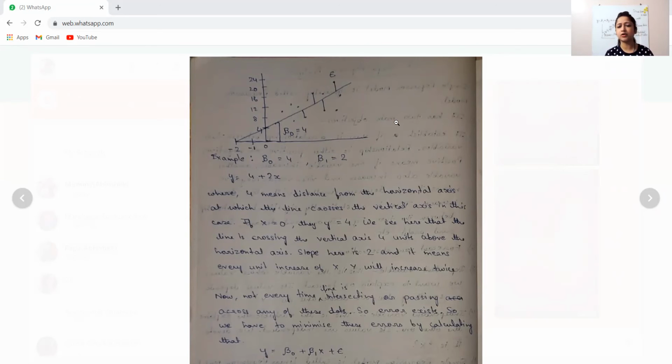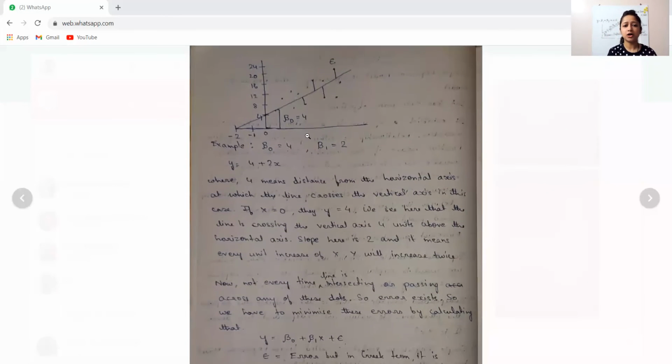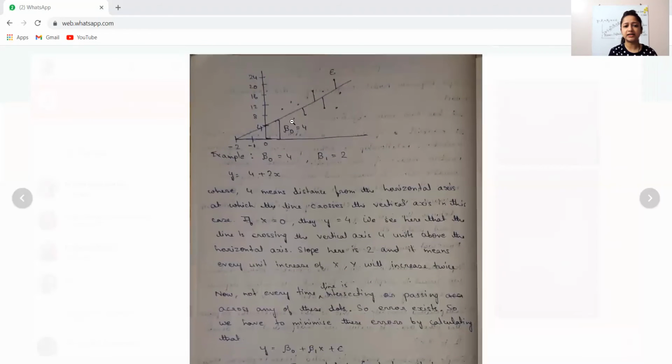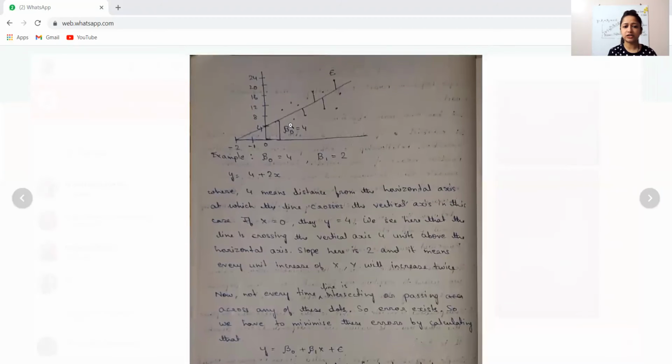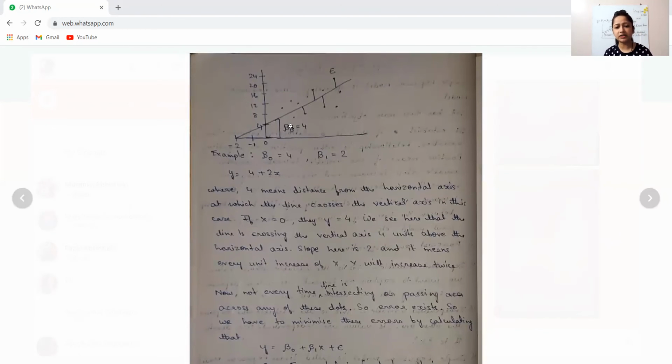Now what is beta 0? Beta 0 is called the intercept, the distance between the horizontal axis and the line at which the line crosses the vertical axis. If x is 0, then y is equal to 4. If there is no variable cost, can you understand variable cost? Yeah, I understand. Okay, so if there is no variable cost, x will be 0.